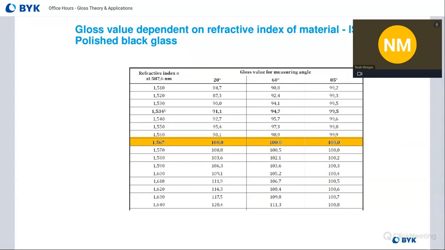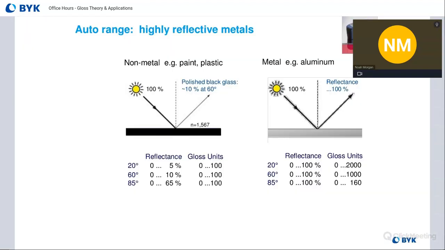Now, you have certain situations, and I'll show you this slide here, where non-metals, plastic, and paint are usually 0 to 100 gloss units. This is because they have either the same refractive index or a lower refractive index. So the light's going to be absorbed more, and you're not going to have high reflectivity. Whereas in metals, like aluminum, you can see that our gloss range goes from 0 to 2,000 on the 20-degree, or on the 60-degree, we have 0 to 1,000. And so we see that it goes above 100.